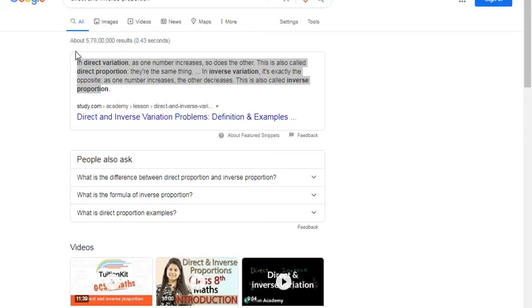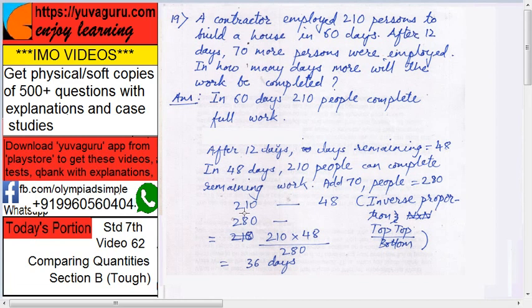In direct proportion, if one number increases, the other also increases. In inverse proportion, it's exactly the opposite. If one number increases, the other decreases. So here one number increases, the other is decreasing. That's why inverse proportion. Now what is the formula for inverse then?